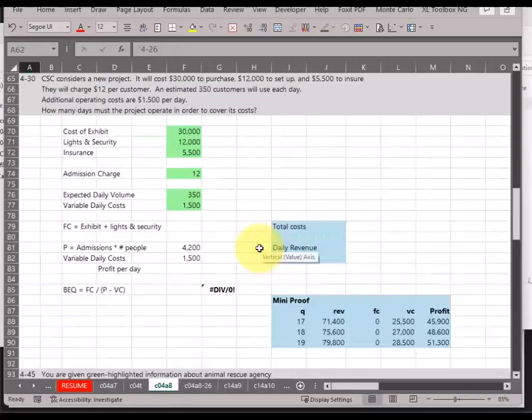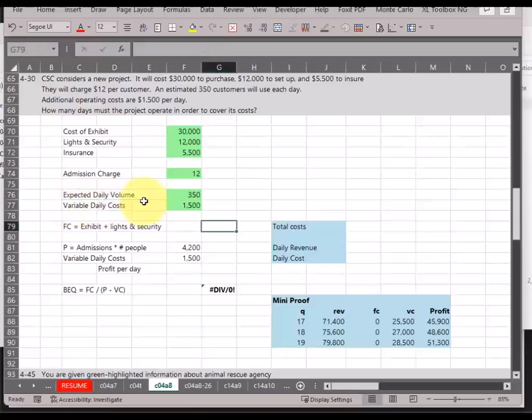Now, moving on to the next question. This is a more easy break even with less words, let's say. So you're given a little bit of basic information. There's a cost of doing this thing, and all these things run into the costs. Here's the revenue per person, or how much we're going to charge for admission. Here's how many people we think we're going to get, and here's how much it's going to cost us per day.